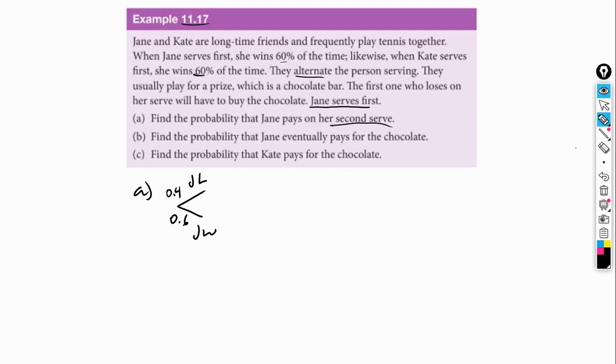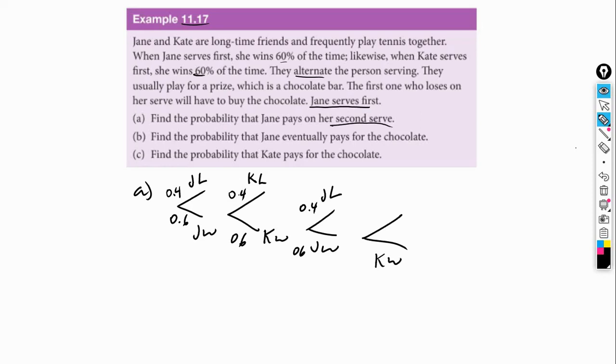After this, we have that Kate serves. So Kate can either win or lose. And again, it's going to be 0.4 and 0.6. After this, Jane serves. So Jane can either win or lose, and again, 0.4 and 0.6. And this continues on, right? So next, we would have Kate winning or Kate losing, so 0.4, 0.6, and so on.